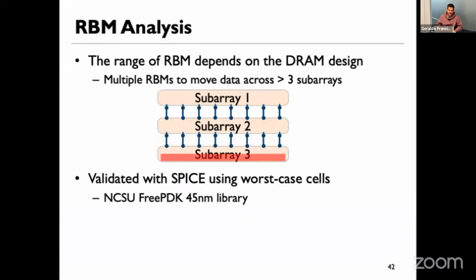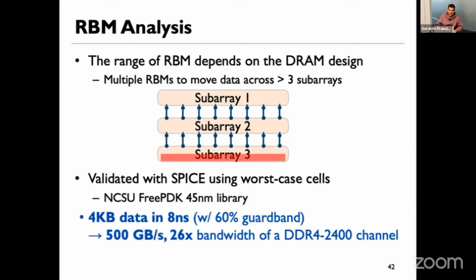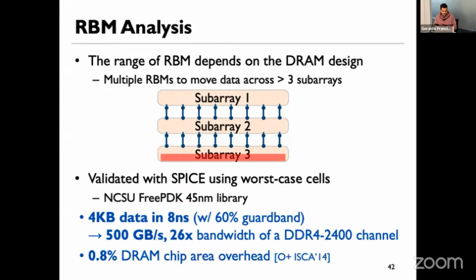And to validate that, we implement the circuitry for these RBM operations using SPICE. And then we saw that we can move 4 kilobytes of data in 8 nanoseconds, which provides us a throughput for DRAM row copy across DRAM subarrays of 500 gigabytes per second, which is 26 times larger than the bus throughput for DDR4-2400 devices. And the area occupied by the isolation transistor is quite low as well. We have an area overhead of 0.8% of the DRAM chip area.